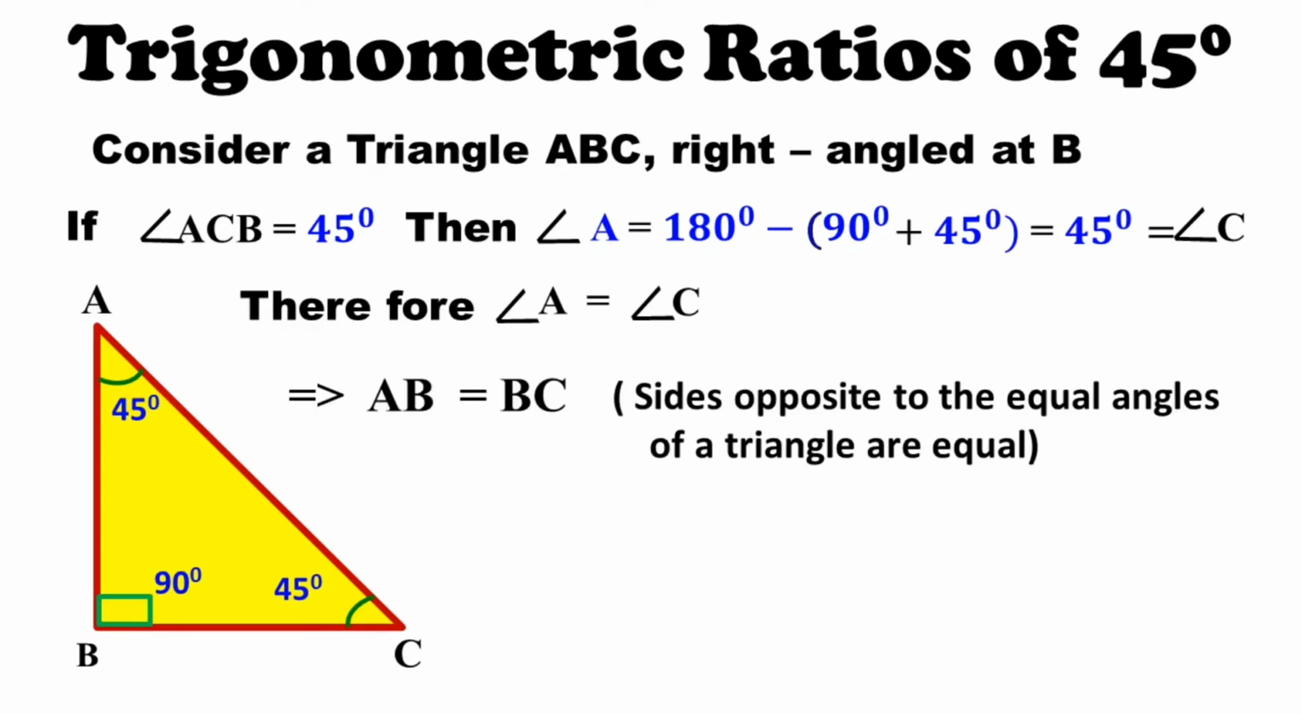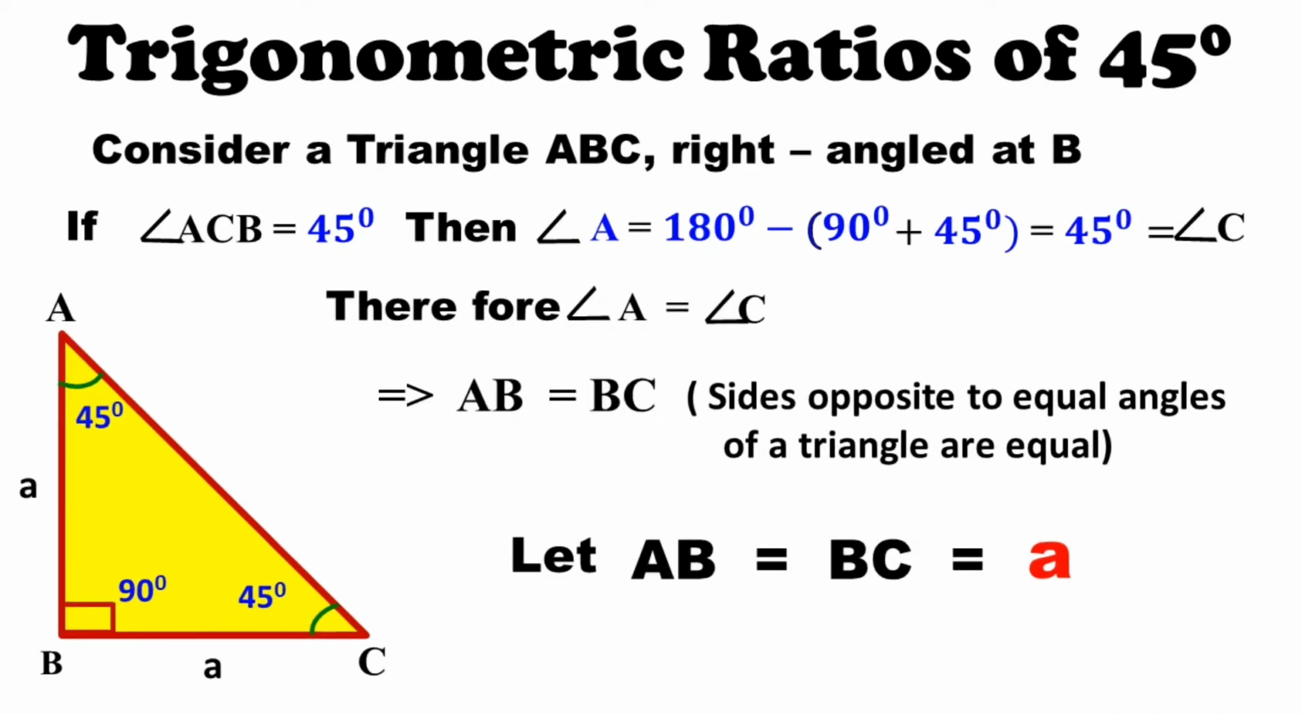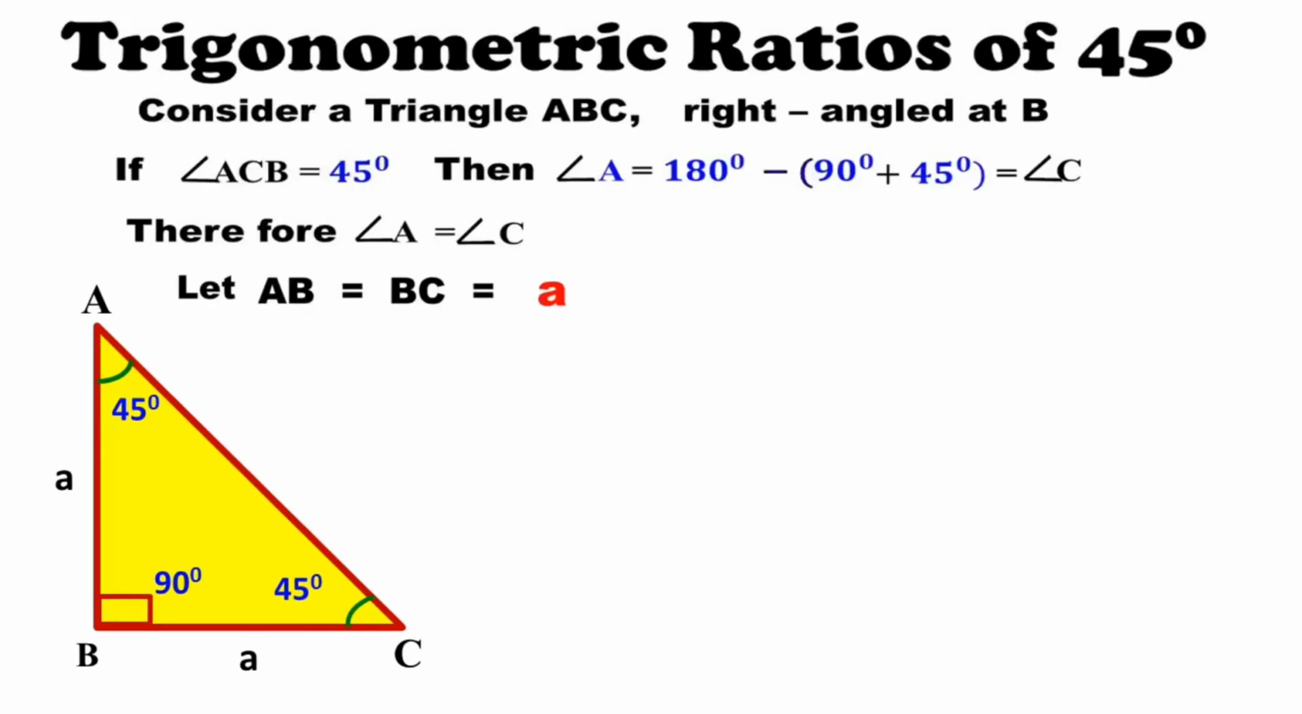Since the angles are equal, we can tell that the sides opposite to equal angles of a triangle are equal. So we can tell that the sides are equal. AB is equal to BC. Let AB is equal to BC is equal to a. Side AB is equal to BC is equal to a.